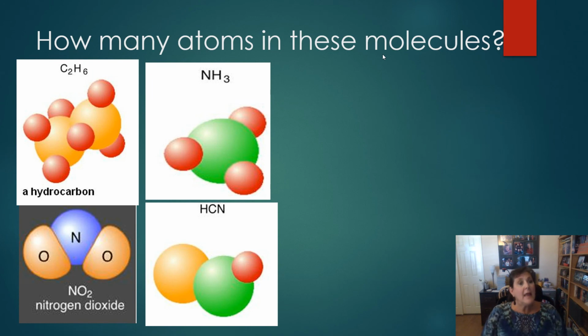How many atoms are in NO2, nitrogen dioxide, one of our main pollutants? 3, right? 1 N and 2 O's make 3 atoms. And the last one is HCN. That means 1 plus 1 plus 1, so 3. 3 atoms in HCN. There's 1 hydrogen, 1 carbon, and 1 nitrogen.